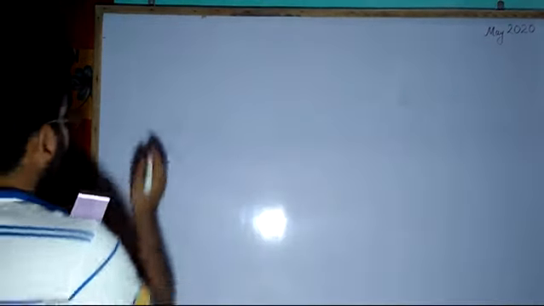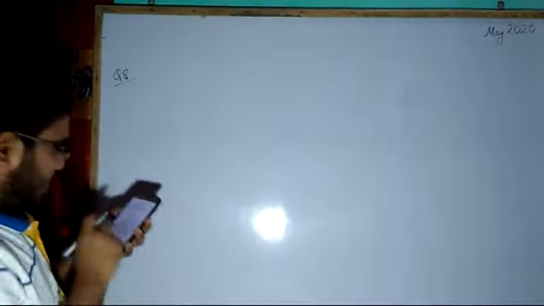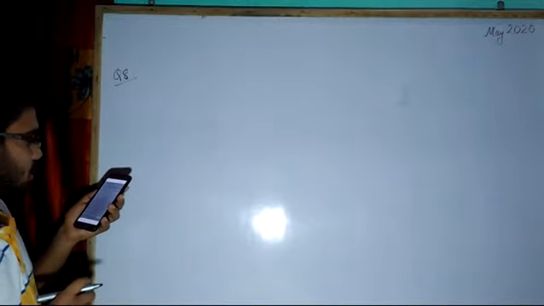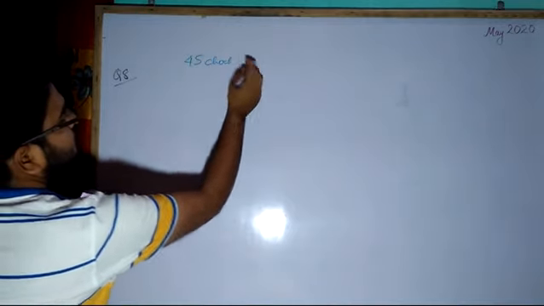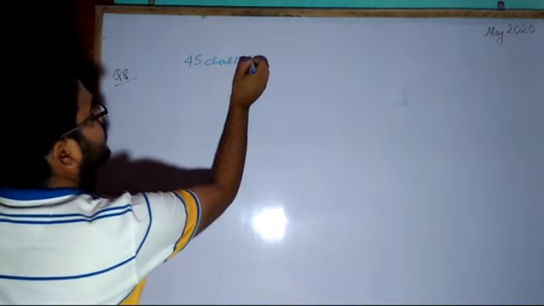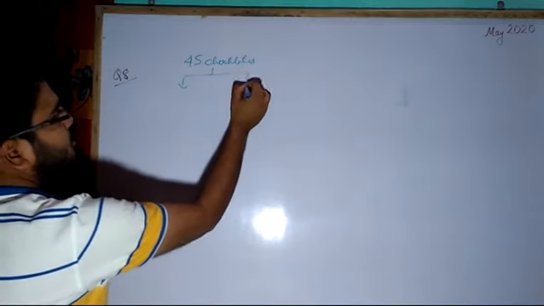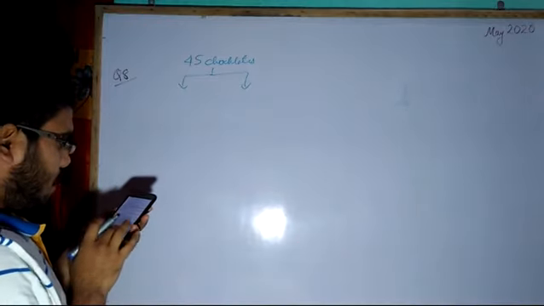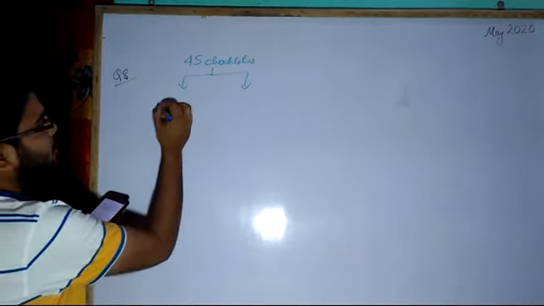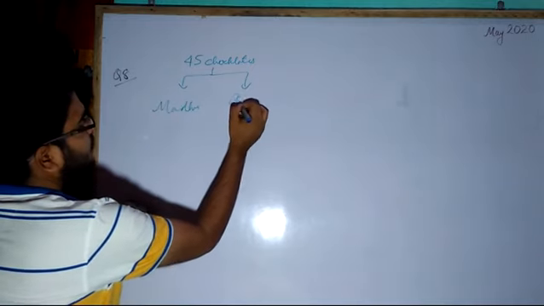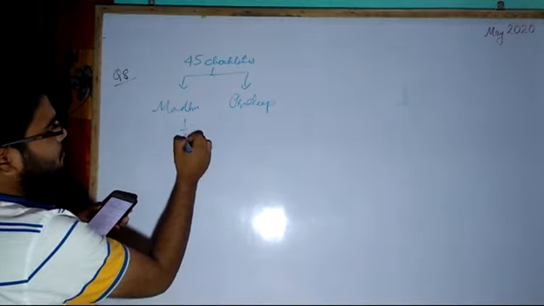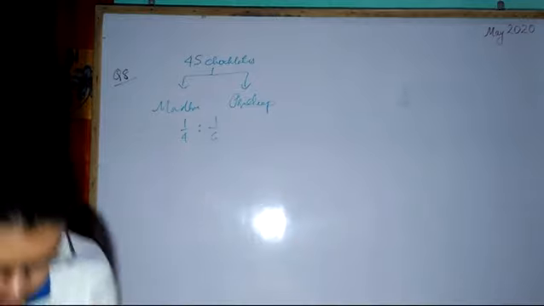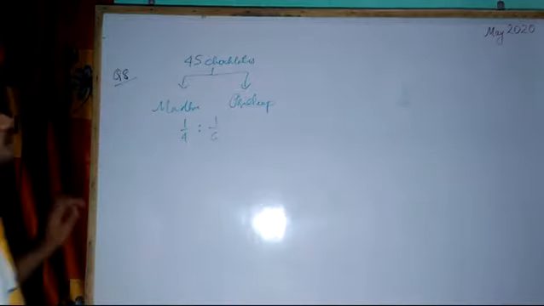Now question number 8 says, distribute 45 chocolates between Madhu and Pradeep. 45 chocolates are there, and this is to be divided between Madhu and Pradeep. What is the ratio? 1/4 is to 1/6. In these two ratios, the chocolate has to be divided between Madhu and Pradeep.